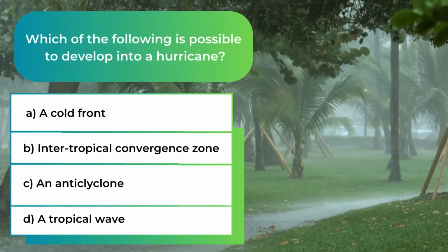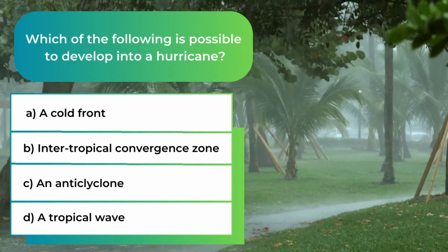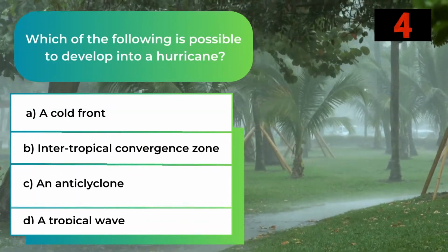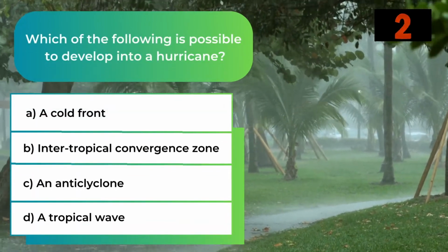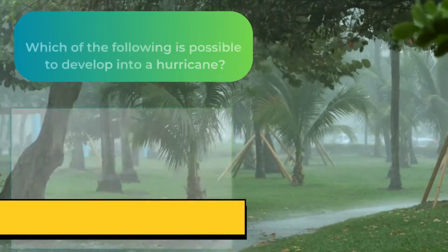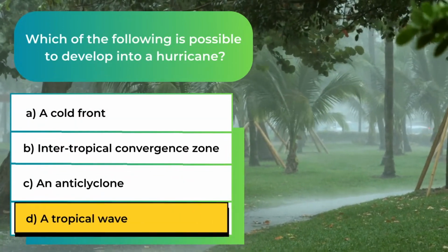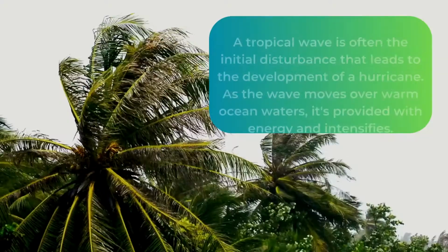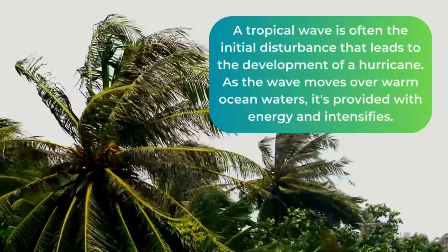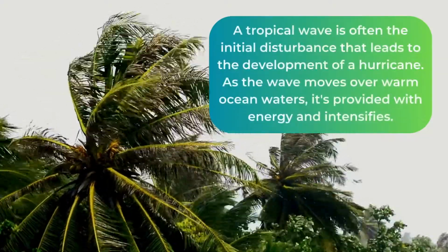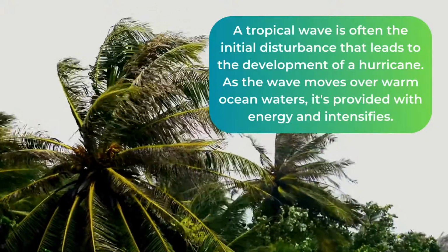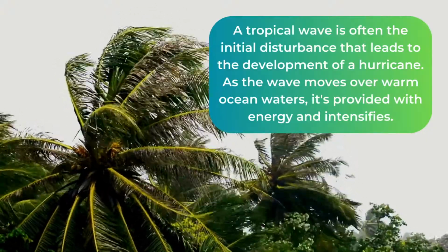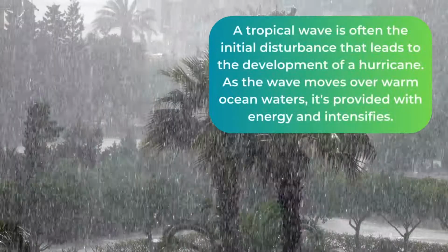Which of the following is possible to develop into a hurricane? The answer is D. A tropical wave. A tropical wave is often the initial disturbance that leads to the development of a hurricane. As the wave moves over warm ocean waters, it's provided with energy and intensifies.